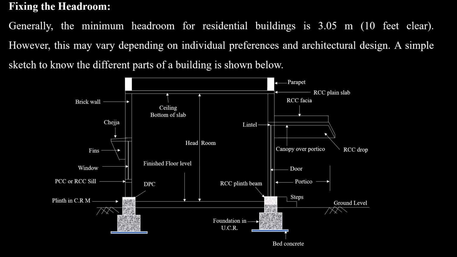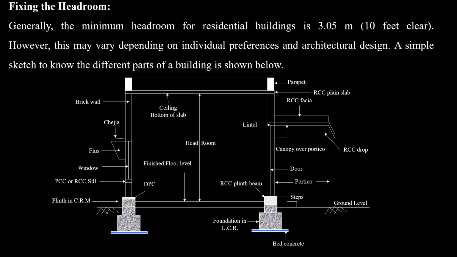Providing headrooms. Generally, the minimum headroom for residential buildings is 3.05 meter, that is 10 feet clear. Clear means from the top of the floor up to the bottom of the slab, that is ceiling. However, this may vary depending on individual preferences and architectural design. A simple sketch to know the different parts of a building is shown below.